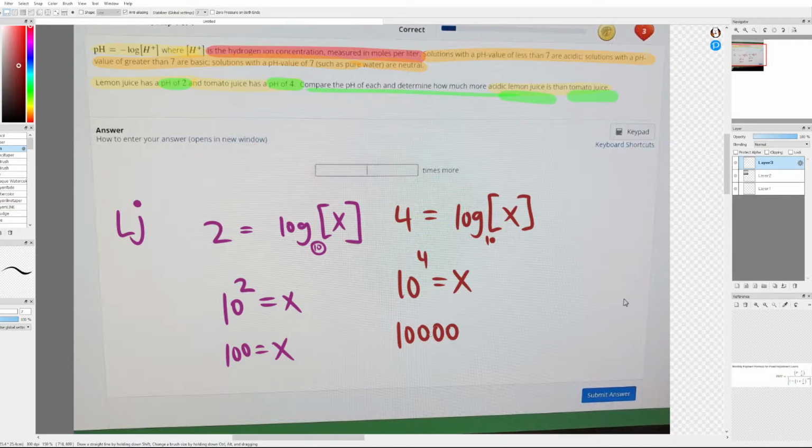Then we want to see how much more acidic lemon juice is than tomato juice. It's easier if we have the bigger number on top. And then 100 on the bottom, and that will give you 100. Lemon juice is 100 times more acidic than tomato juice. The reason we put it this way is because we know it's going to be more acidic in whole numbers, and if we have the bigger number on top, it will be a whole number.